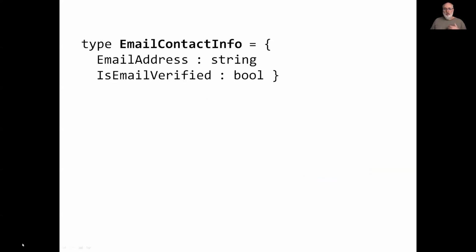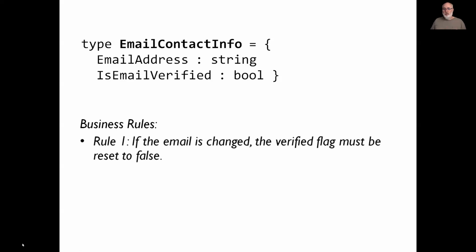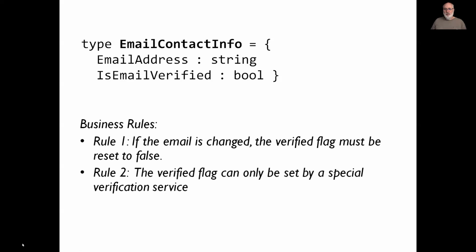So here we have an example of an email contact where we have an email address and some sort of flag to prove that they've been verified. Like, when you sign up for something, they send you an email link and you have to click the link to prove you own that email. So there's some business rules associated with this. The first rule is if you change your email address, you have to set that flag back to false because it's not verified anymore. And the second rule is that you should really only set that flag when it's gone through the special verification service that proves you've actually clicked on that link.